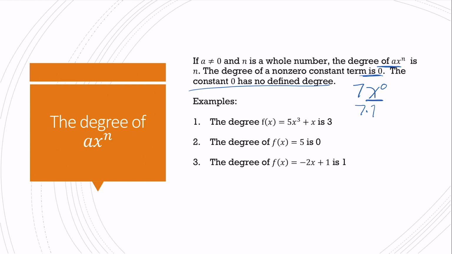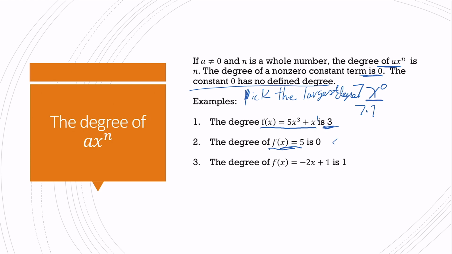And when we're choosing the degree of a polynomial, what we do is we pick the largest degree. So for example, if I have the polynomial f of x equals 5x cubed plus x, well, that x cubed is degree 3, that x is degree 1, but the degree of this whole polynomial would be degree 3. It's its largest degree. The degree of f of x equals 5 is going to be 0, because it's like I have an x to the 0.